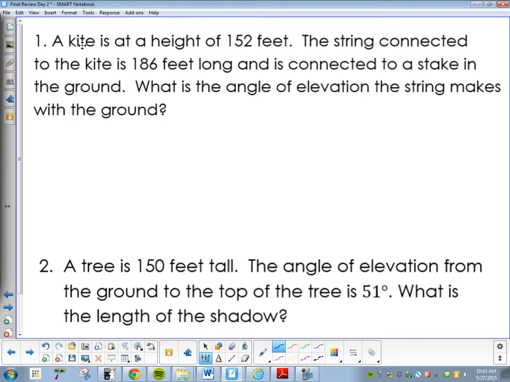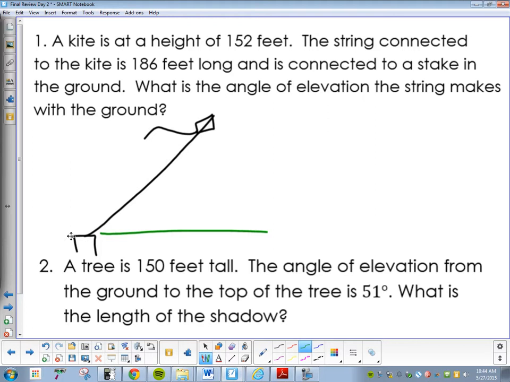Okay? A kite is a height of 152 feet in the air. The string to the kite is 186 feet long and is connected to a stake in the ground. What is the angle of elevation the string makes with the ground? There's my stake. There's my kite. There's the ground.